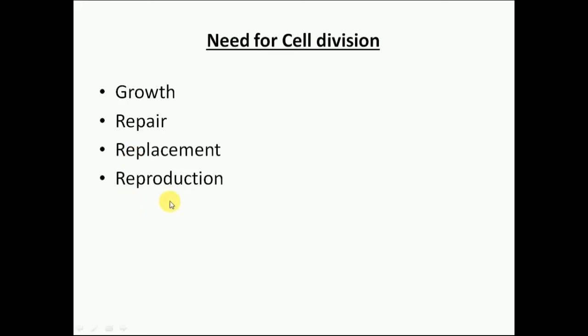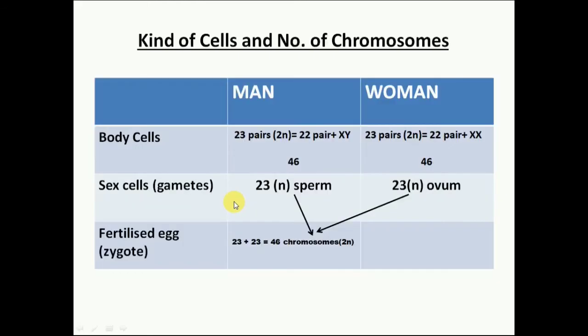And the last is reproduction. Cell division also plays a very important role in reproduction. How? Cell division results in the formation of gametes, and these gametes play an important role in fertilization, due to which the zygote is formed.